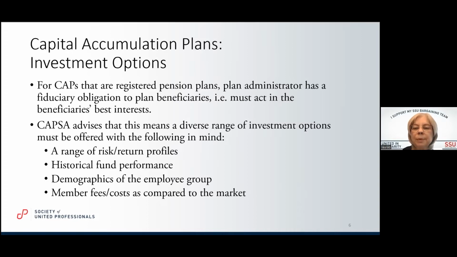The employers typically wear two hats. They act as the plan sponsor and the plan administrator. Most employers do engage a third party, which is often an insurance company, to provide administrative support, but the employer, as the plan administrator, retains the fiduciary obligation.